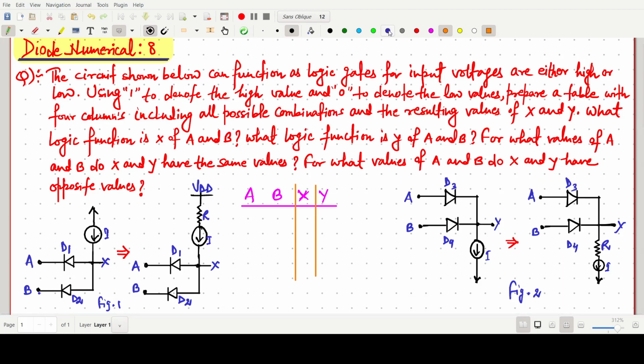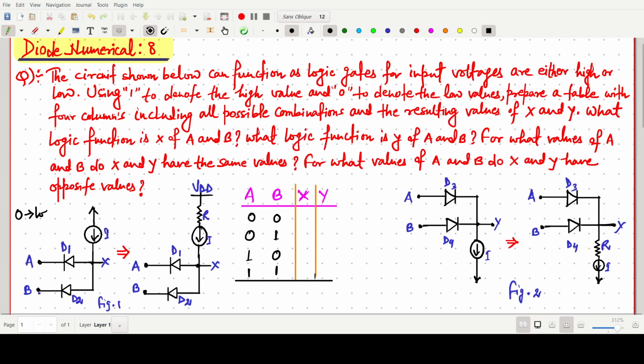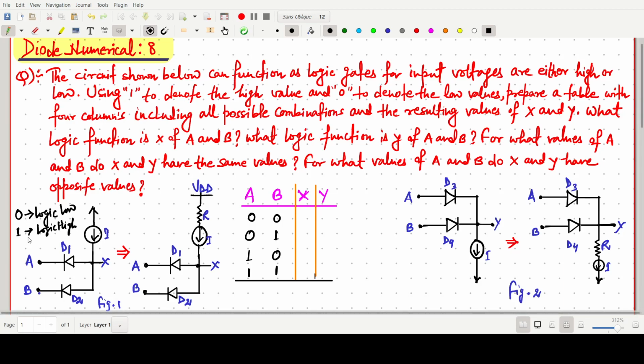The possible combinations for A and B are 0 0, 0 1, 1 0 and 1 1. Very simple question. So there are 4 combinations. 0 represents logic low value, and 1 represents logic high, meaning low value of signal and high value of signal.